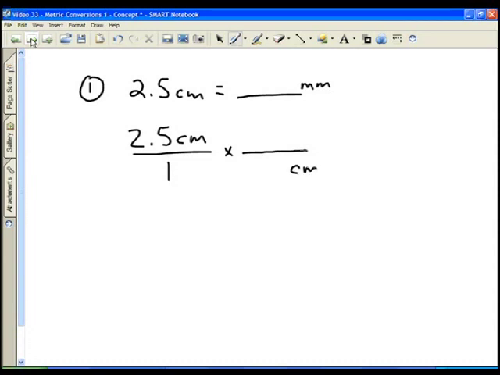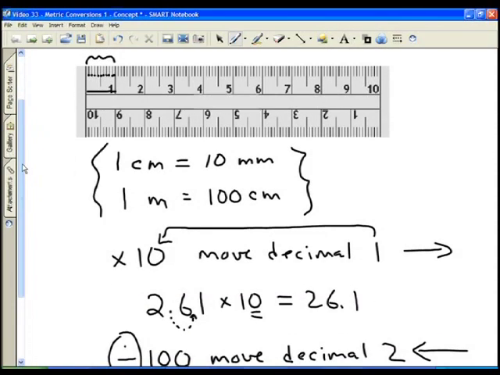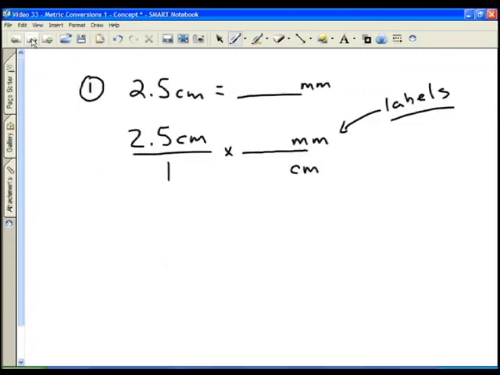And I'm going to do lots of these so you'll get the idea. We have 2.5 centimeters, and now I want to get rid of centimeters and replace centimeters with millimeters. So these are the labels. And now what we have to do is insert the conversion factor between the two. And we are going to use these two here. So we know that 1 centimeter is equal to 10 millimeters. So we have 1 centimeter is equal to 10 millimeters.